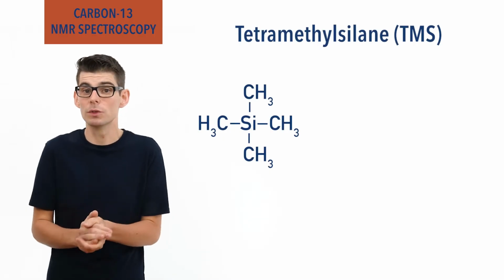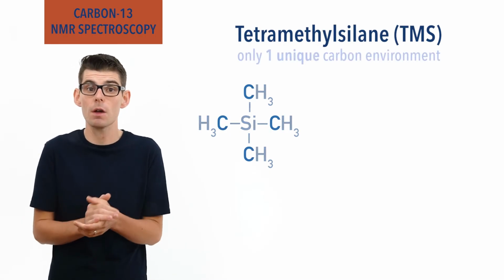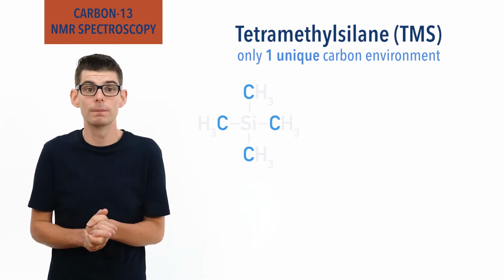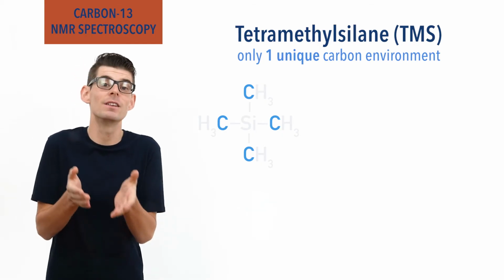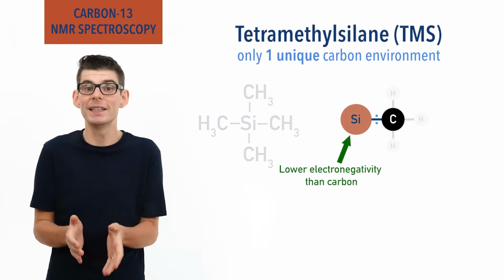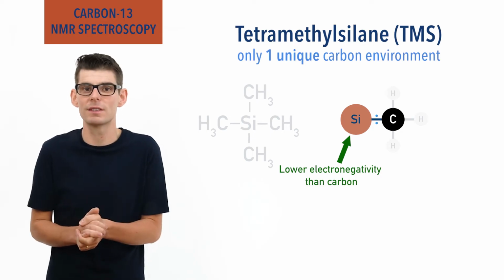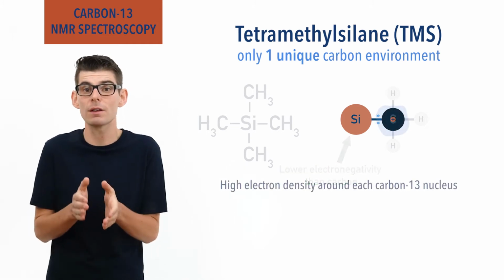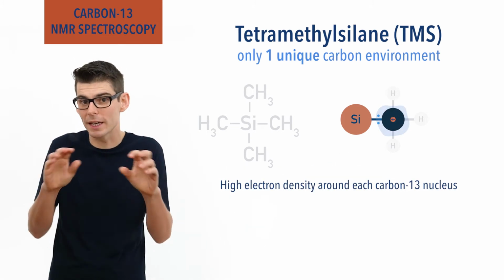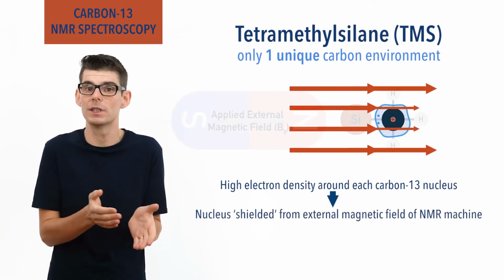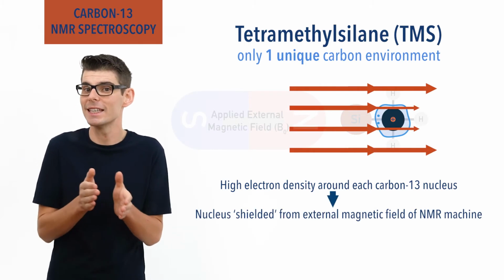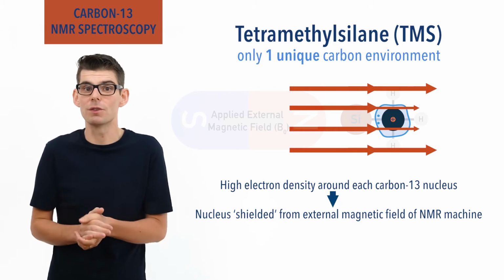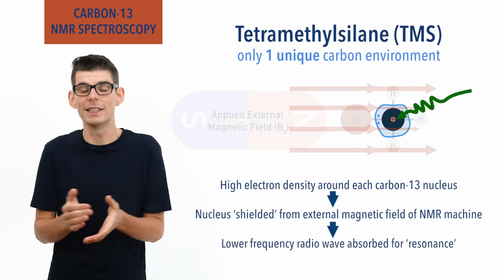In TMS molecules, there is only one unique carbon environment, and all carbon atoms have a relatively high electron density around them. This is because silicon has a lower electronegativity than carbon, meaning each carbon atom doesn't have electron density pulled away from it. This gives a high electron density around the carbon's nucleus and shields it from the external magnetic field used in an NMR machine, making it slightly easier for the spin of the nucleus to be flipped, meaning low energy radio waves of a lower frequency are needed.